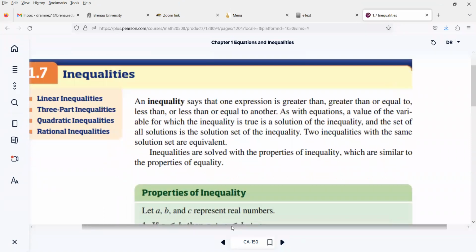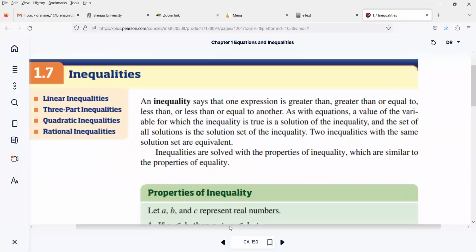Okay, so on inequalities, we have been working with equations. In the first 6 sections, we have been working with equations. Now we're going to work with inequalities. Those are going to be the last 2 sections of chapter 1. So an inequality says that one expression is greater than or equal to, less than or equal to another. As with equations, a value of the variable for which the inequality is true is a solution of the inequality, and the set of all solutions of the inequality is the solution set of the inequality. So 2 inequalities with the same solution set are equivalent.